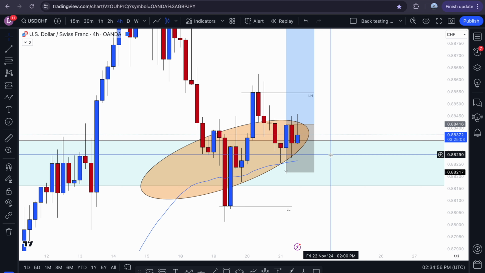I saw my setup and my edge in the market, so I took it, and then I carried on with my day. It's as simple as that. You turn up each day, look for your strategy. If it's there, you place the trade, move on. If it's not, you move on. It's as simple as that.